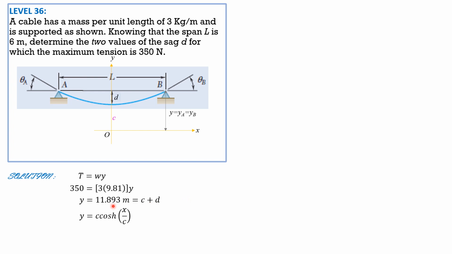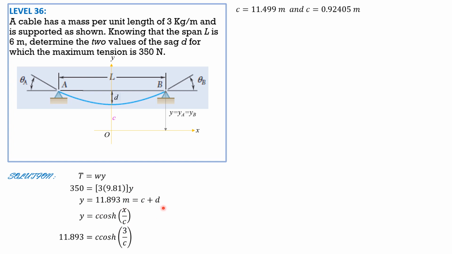So 11.893 equals C cosine hyperbolic of quantity 3 over C. Again, X is 3, half of L. So using the calculator, there are two values of C. The higher one is 11.499 and the lower one is 0.92405 meters.